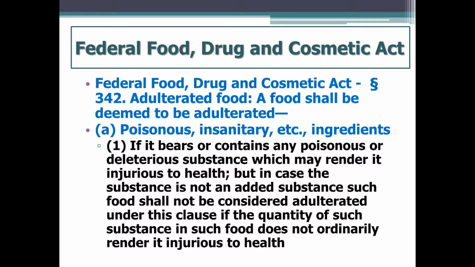And this is the main one. This is section 342A1. This is what defines what an adulterated food is. It's the basis of almost all actions that are taken by FDA against foods. And these are the exact wording, and I'm not going to go through and read this. Instead, I'm going to jump over to the next slide and a couple of important things to note about section 342.